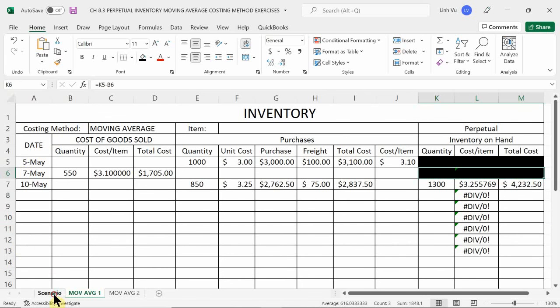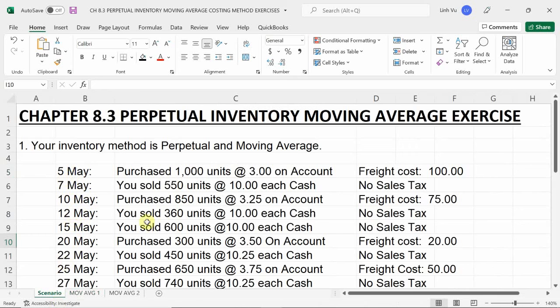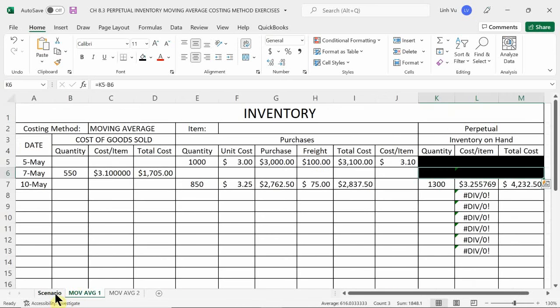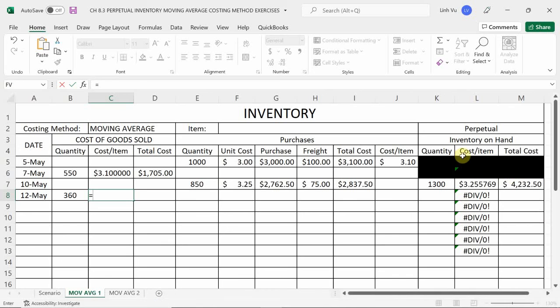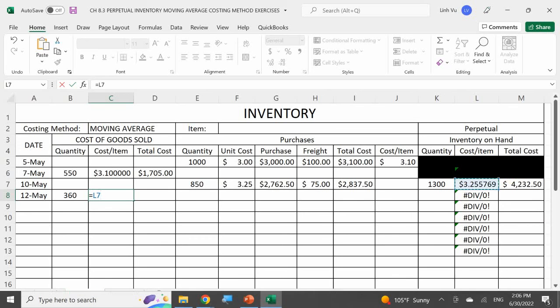So let's see what happened next. Right? We end up selling 360 units at $10 each. So 360 on May 12th. Right now, my average cost per item is $3.255769. Okay?